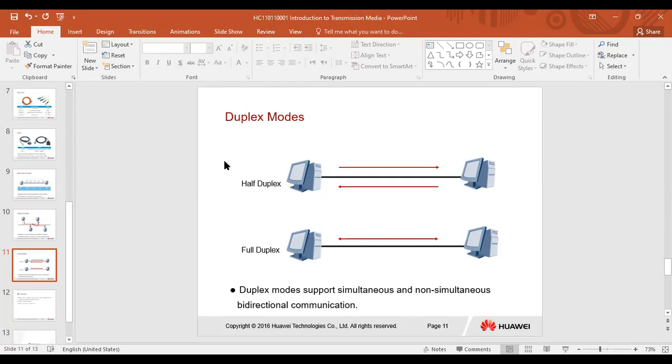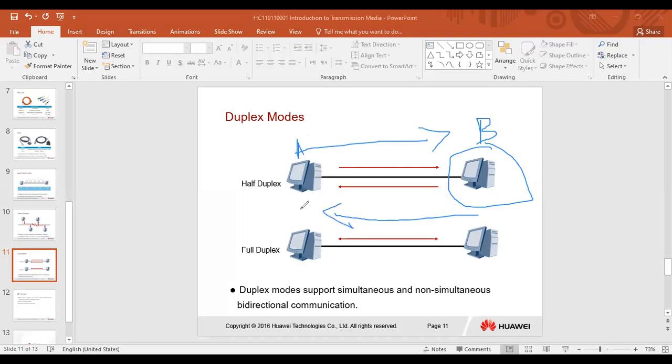It is called simplex. Another mode of transmission is half duplex. An example of half duplex is the walkie-talkie. In half duplex, the two entities can transmit and receive data with each other, but only one at a time. If A wants to transmit data towards B, first A will send the data and B will wait. Then if B wants to send data toward A, A will wait. They cannot transmit data simultaneously. This is called half duplex.